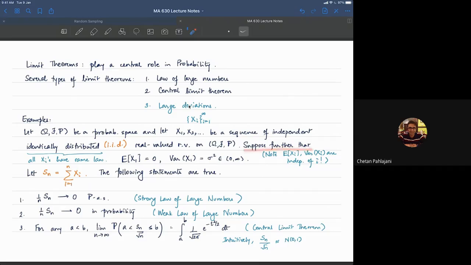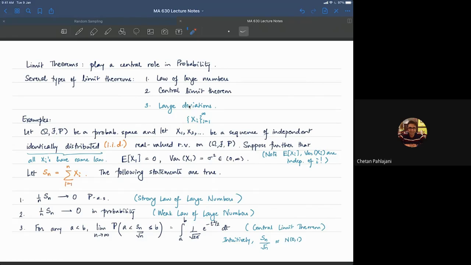Suppose further that the expectation of xi is 0, and the variance of xi is sigma squared, in (0, infinity). Let Sn be the sum, i going from 1 through n, of xi. Now if you want an example, you can think of the following. You're going to toss a coin infinitely often. If you get a head, you will say that the random variable x for that toss is 1. If you get tails, you will say that the random variable for that toss is 0.